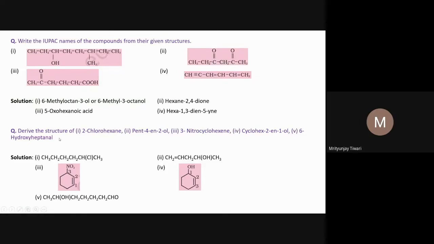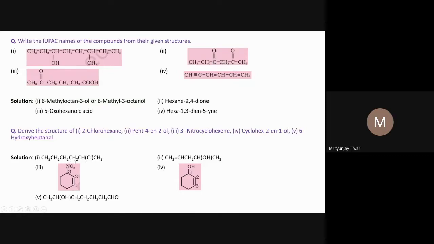Now let's see this question: derive the structure of 2-chlorohexane. So 2-chlorohexane means what? You first have to write the carbon skeleton with 6 carbon atoms, and then at the second position you attach a chlorine atom to the carbon, and this will be the structure in that case.